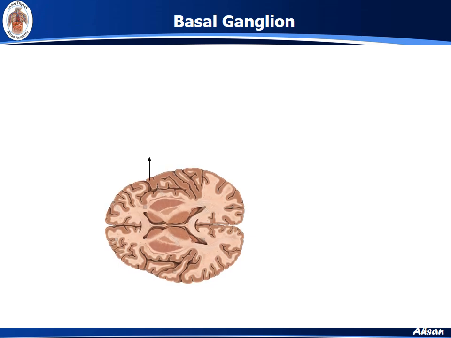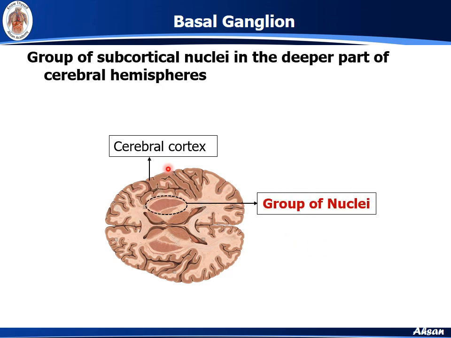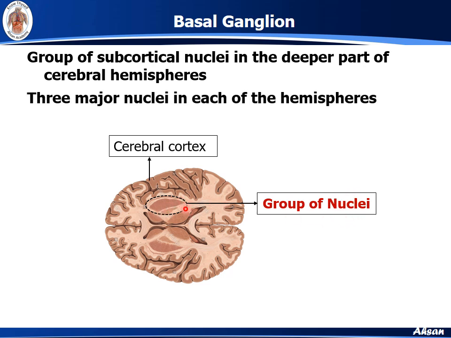You can see this is the section of the cerebrum. This is made transversely, and you can see the cerebral cortex outside, and deep to this is the white matter. In the white matter there is a group of nuclei, just under the cortex. That's why it is known as a subcortical mass of gray matter. When a mass of gray matter lies within the white matter, it is known as a nucleus.